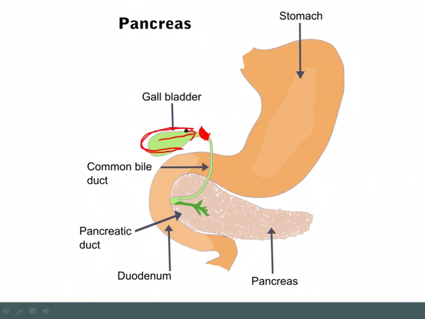Now, the symptoms would be relieved if this stone were to pass through the entire system and go into the duodenum. However, you could get obstruction here in the common bile duct, and that would increase the risk for acute pancreatitis or obstructive jaundice. And you're going to hear much more about obstructive jaundice when we reach the liver section.